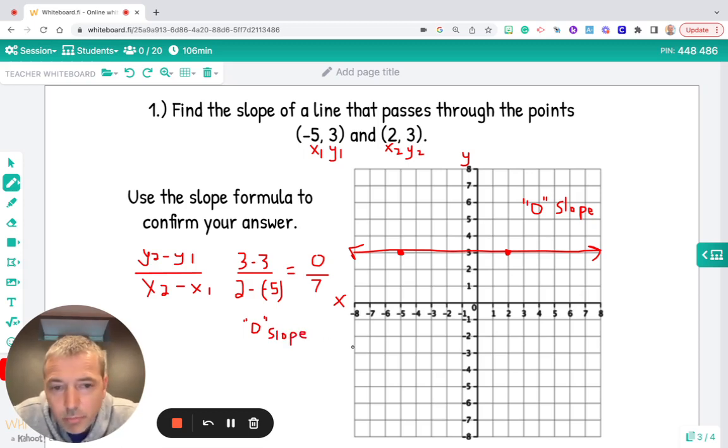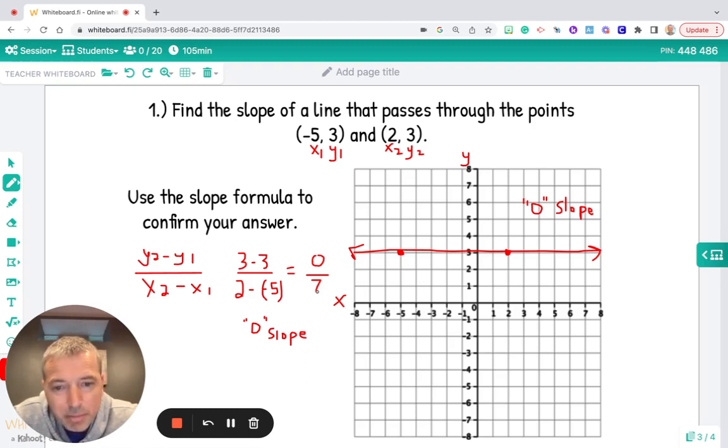Now, this line is horizontal, right? If the line would have went vertical, straight up and down on the graph, that's called an undefined slope. So straight up and down, undefined; flat, horizontal, that's a 0 slope. Now, when we use the slope formula for a vertical line, that 0 would be at the bottom. Instead of 0 over 7, it would be something like 7 over 0.